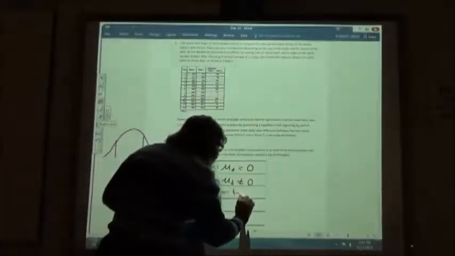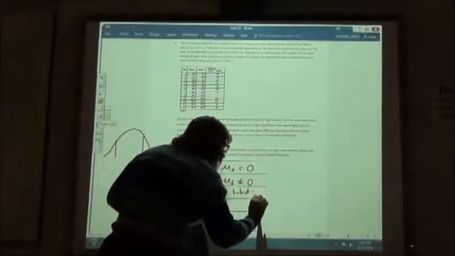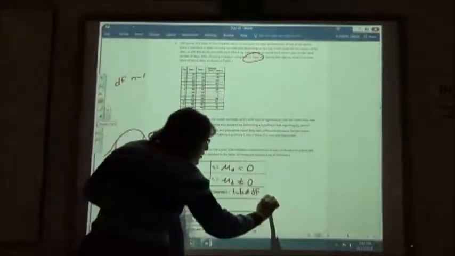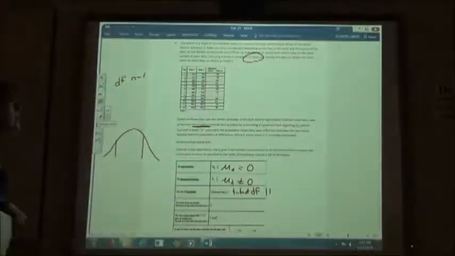Type of test statistic. We know we're doing the t-test. We have to have our degree of freedom. What is our degree of freedom going to be? 11. The degree of freedom is always n minus 1. N is 12 days. So degree of freedom is going to be 12 minus 1, which is 11.